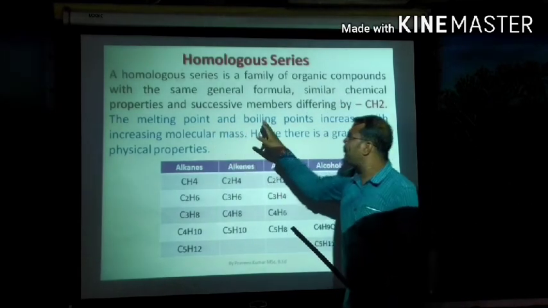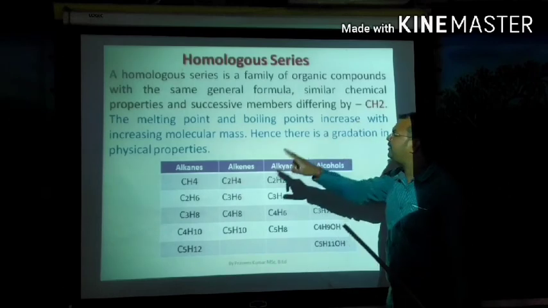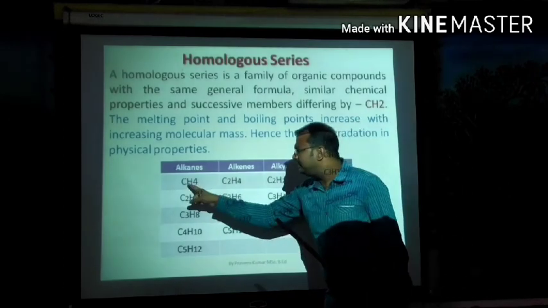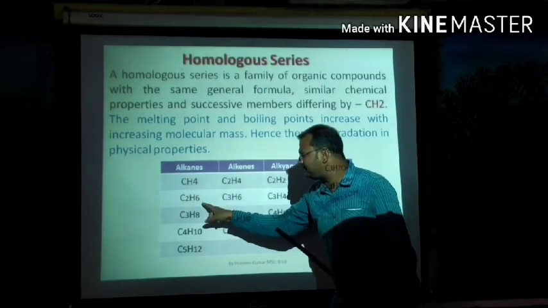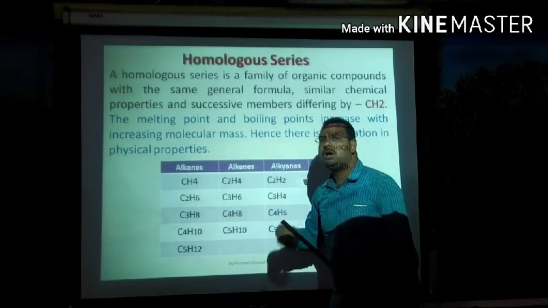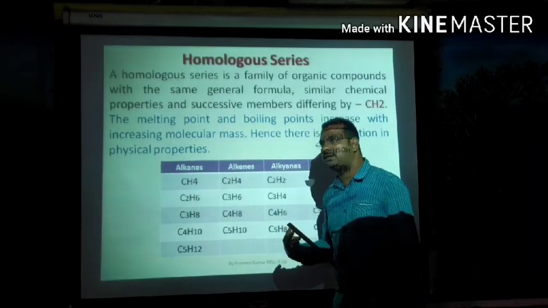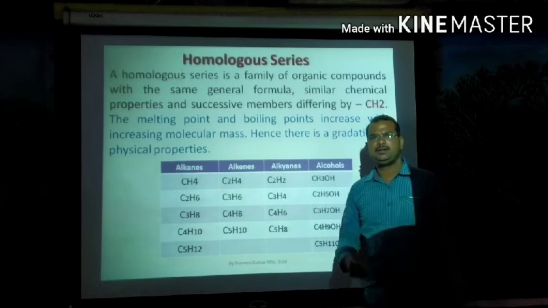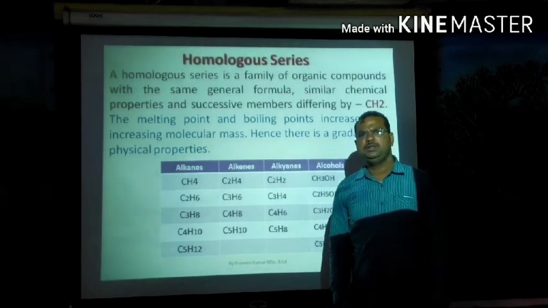The melting point and boiling points increase with increasing molecular mass. See here, CH4 when it goes to the next member, it increases by 1 carbon atom and 2 hydrogen atoms. So that is the series. In the next class we will discuss the next part of the chapter.